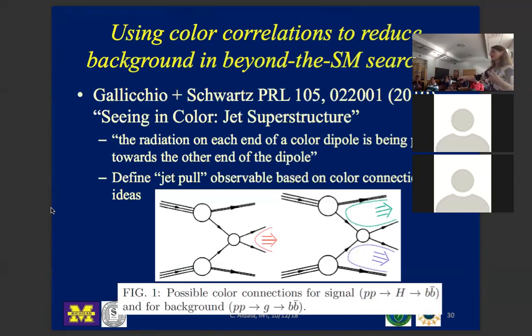If instead one of the main backgrounds is pp to gluons to b b-bar, then in pp to gluons, the color connections are between the gluons and the remnants, so you'd have the color connections with the remnants, went via a gluon rather than a color neutral object like the Higgs.